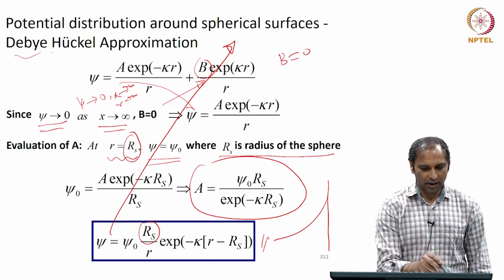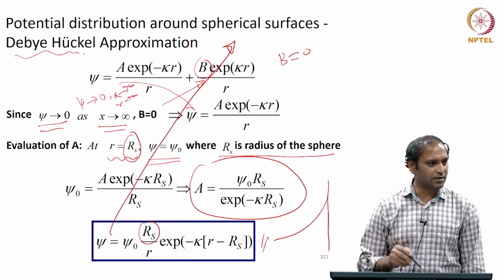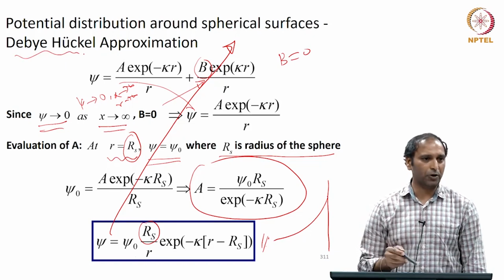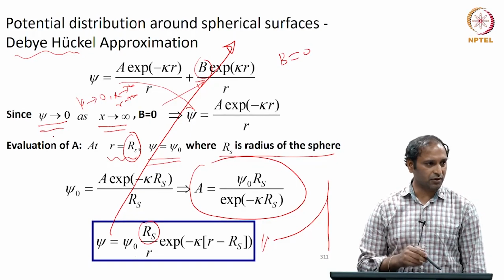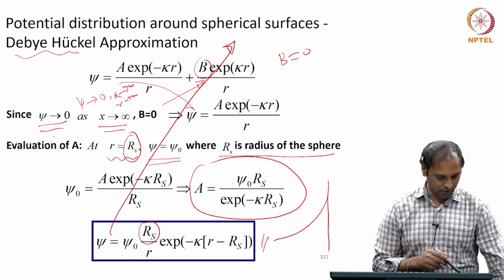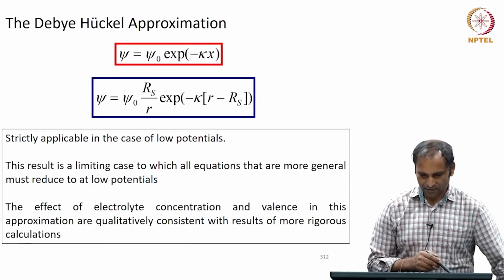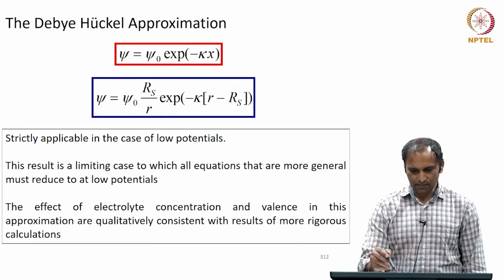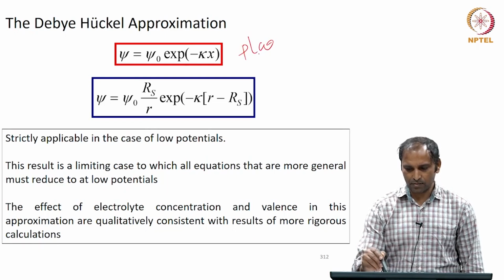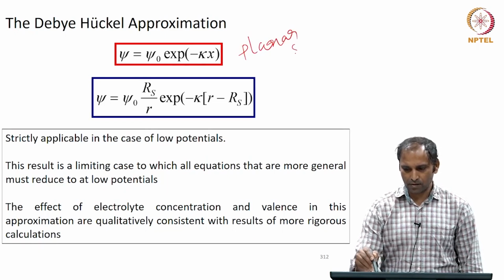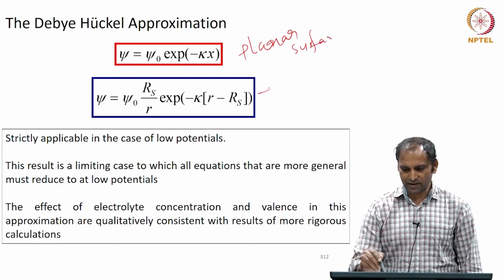Again, this is a Debye-Huckel approximation, because we have considered the case of low potential. That is when we can have a linearized version of the Poisson-Boltzmann equation. So, this is just a comparison. That is for the planar surfaces. That is for curved or spherical surfaces.